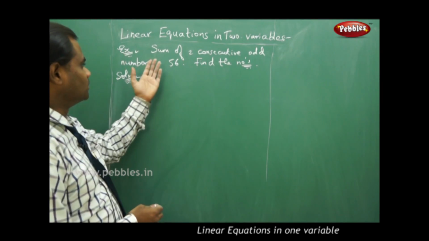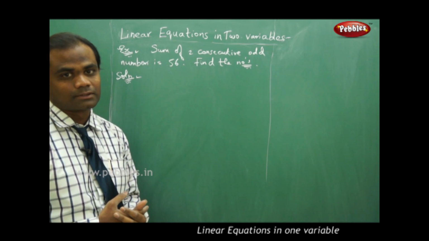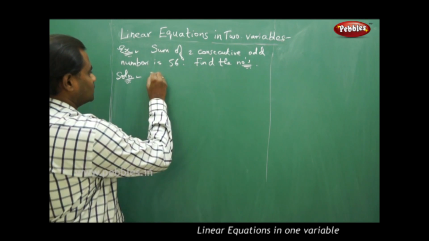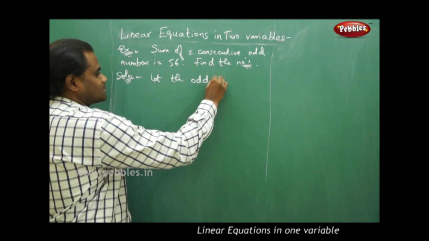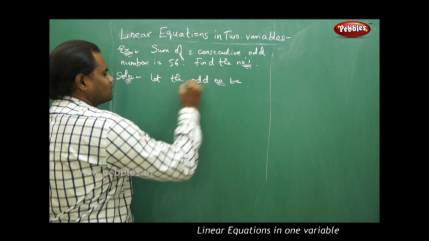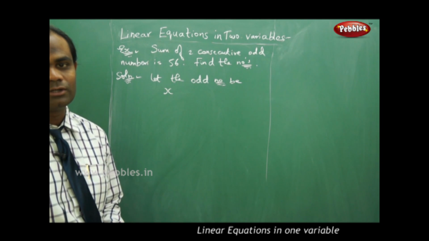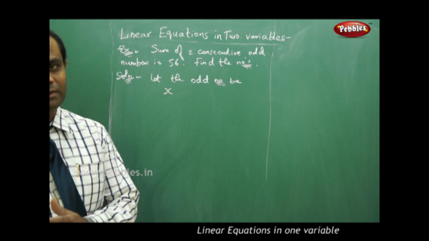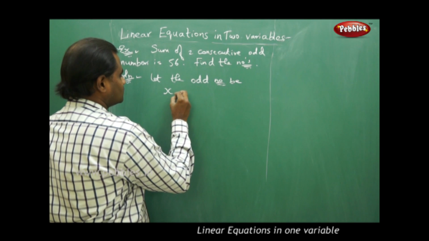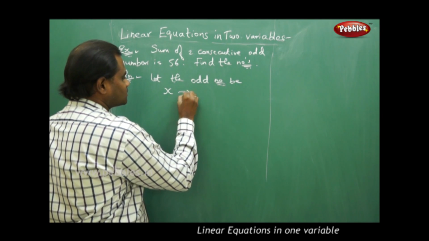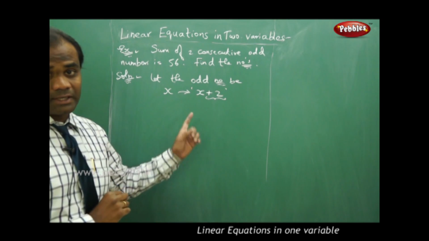Now, in this problem, the sum of two consecutive odd numbers is 56 and I want to find the numbers. So I take one of the odd numbers as x. Let the odd number be x. Then what would be its consecutive odd number? Odd numbers are obtained by adding 2 to each previous odd number. Therefore, if x is the odd number, the next consecutive odd number would be x plus 2, with 2 added to the previous x.